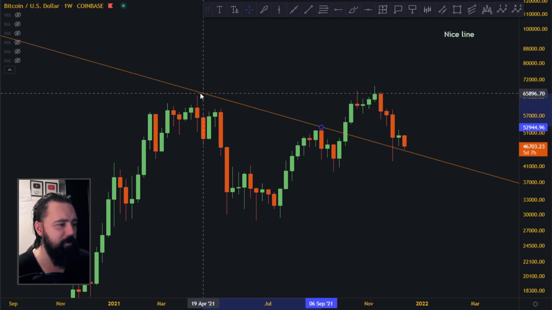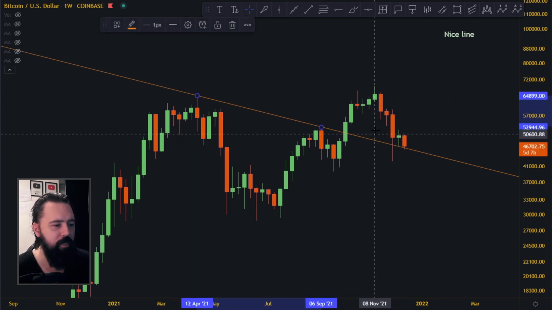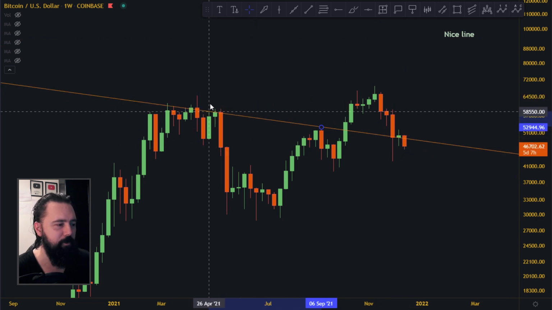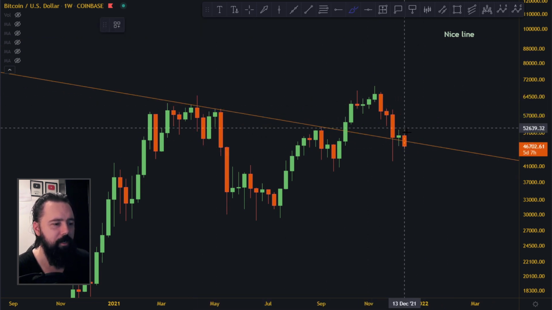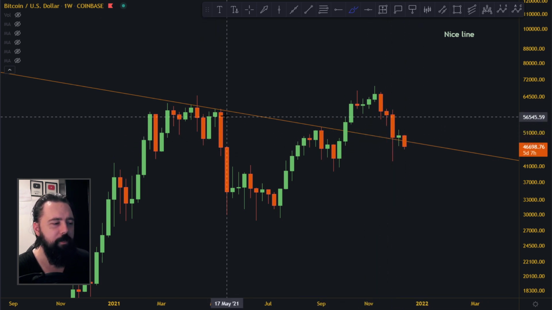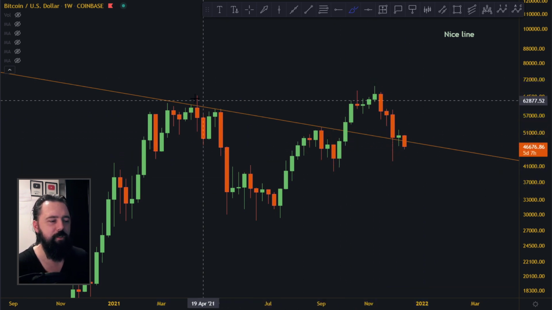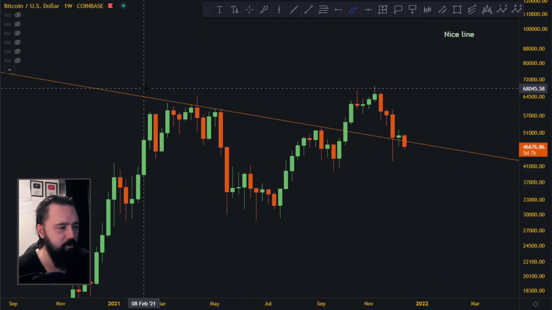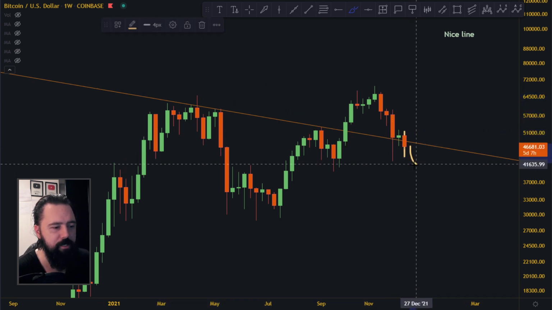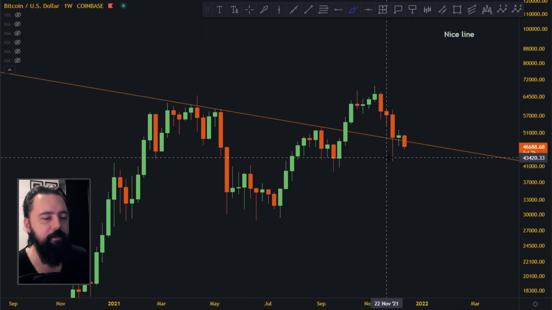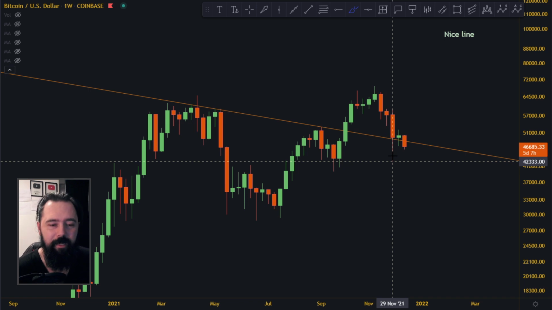Now this line can actually be drawn a little bit differently. Over here it looks like we are just testing the line, but it really doesn't matter. We can do something like this up here, and then next week just come right back up, or maybe it's going to pull up during the week and close above the line. Really doesn't matter. This move up here might seem like some kind of retest on this line. So as long as we don't break this line, close below this line, and get a secondary candle below the line, it's all good.